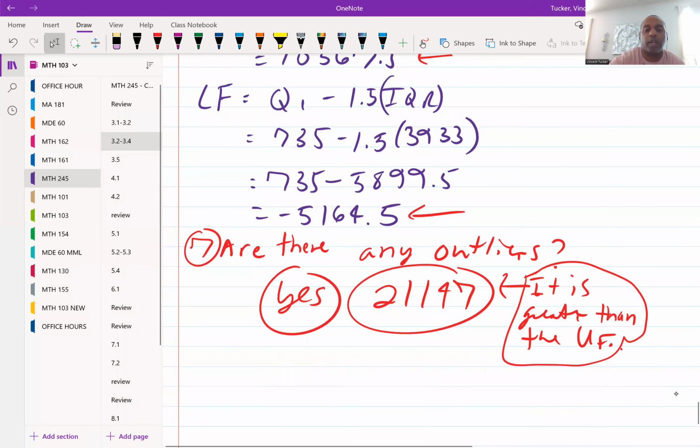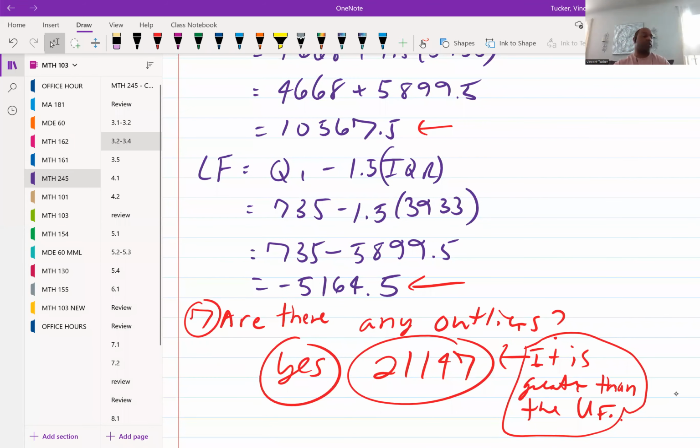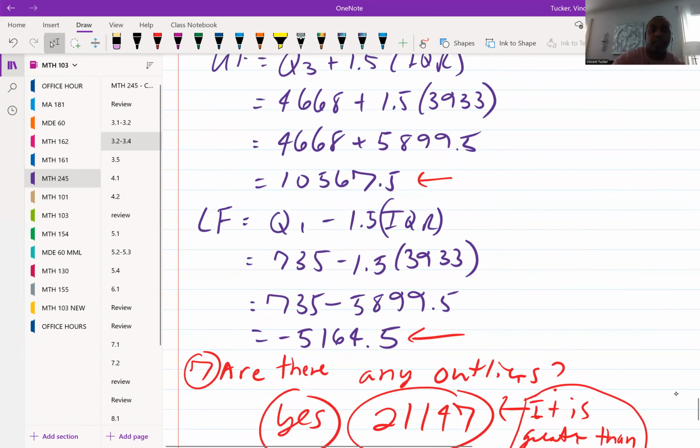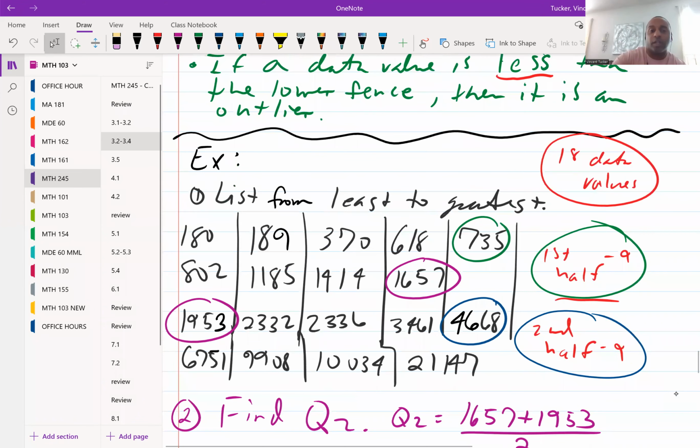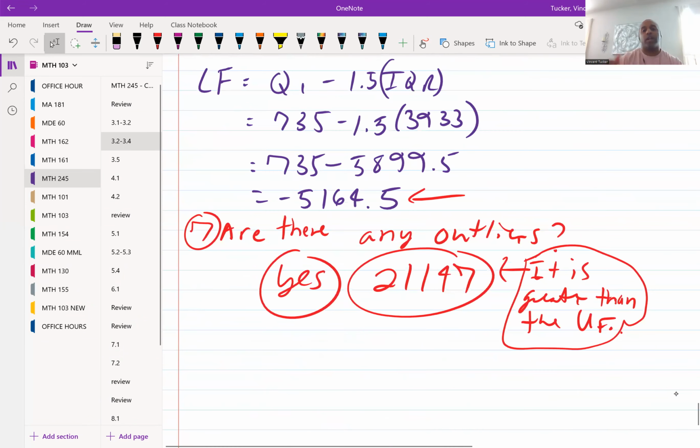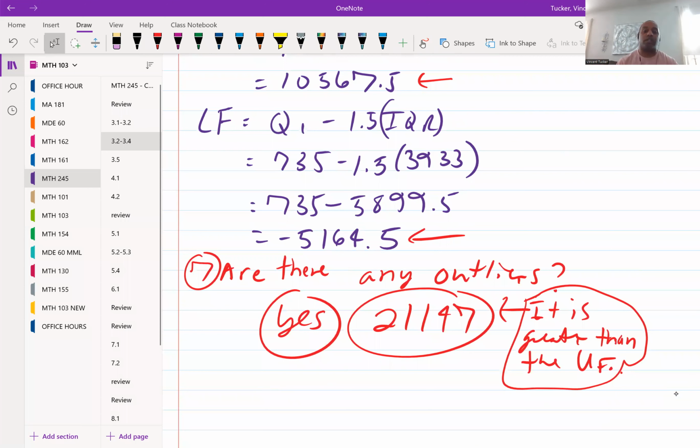All right. So the last step, are there any outliers? So you look at your upper fence and lower fence, then go back to your data set. Remember our data set was right here. Look at 180, look at 21,147. Ask yourself, are any of these values less than our lower fence or greater than our upper fence? And the answer is yes, 21,147 is greater than our upper fence of 10,567.5.